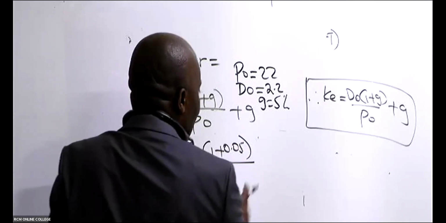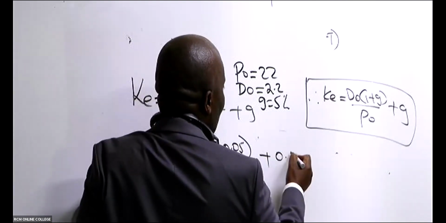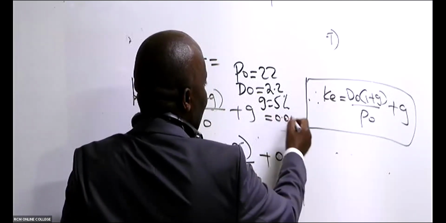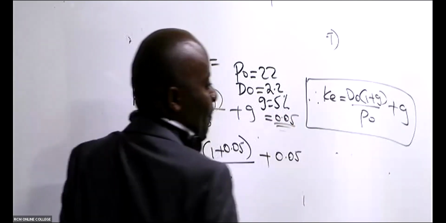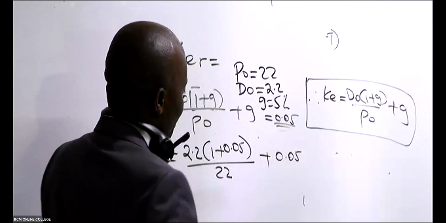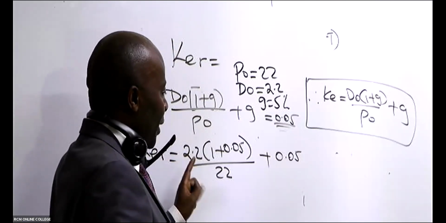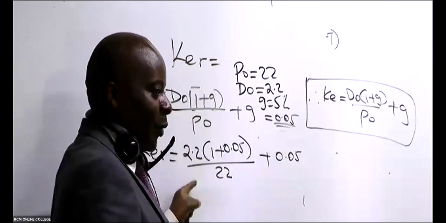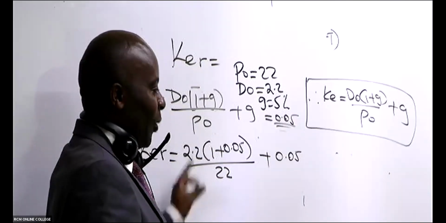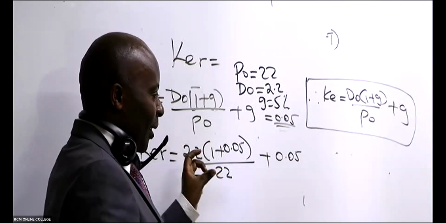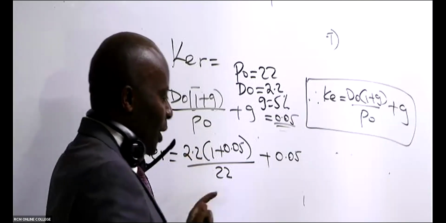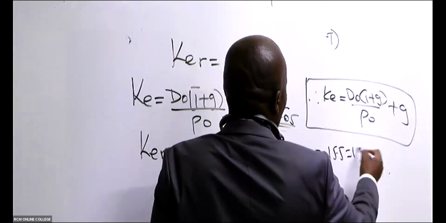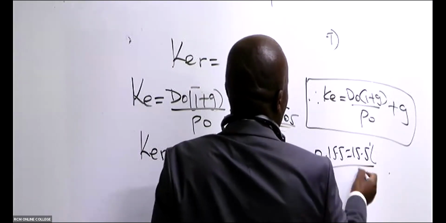Whatever answer I get here, I will add to 0.05, because 5% is the same as 0.05. So here you have to move slowly. You say 2.2 times open brackets 1 plus 0.05 close, divided by 22. Then whatever answer I get, I add 0.05 to it. Is there somebody who is able to get 0.155, which is the same as 15.5%?